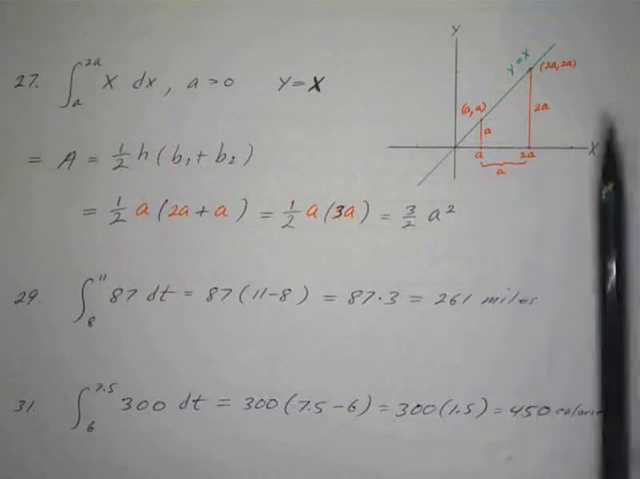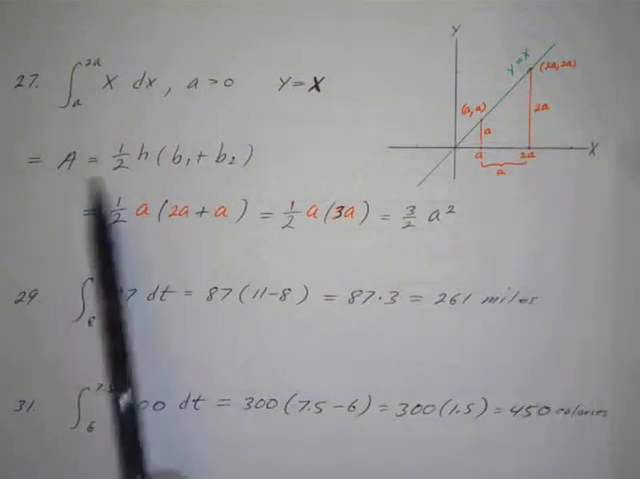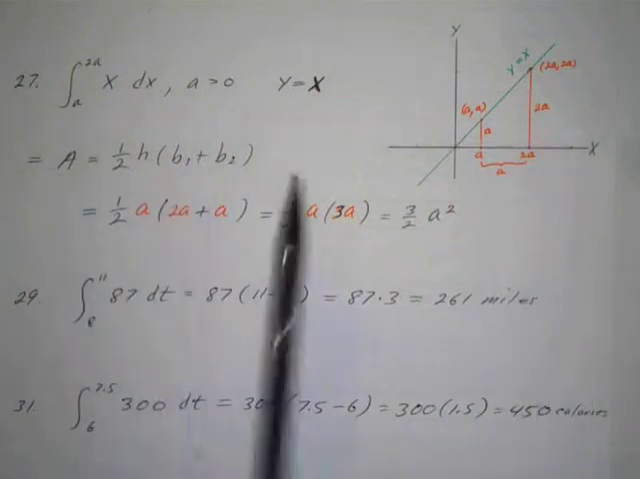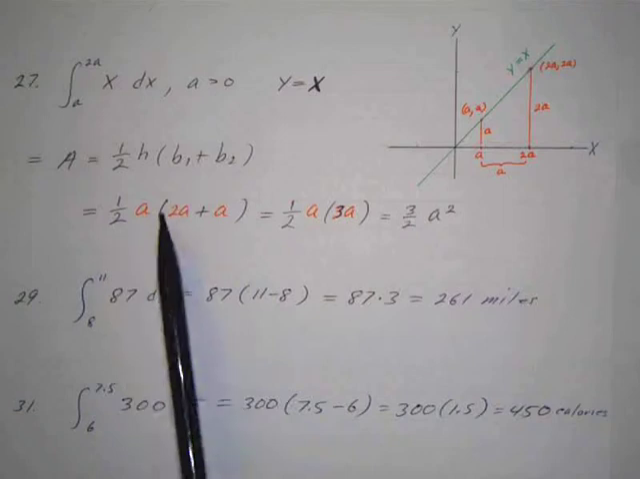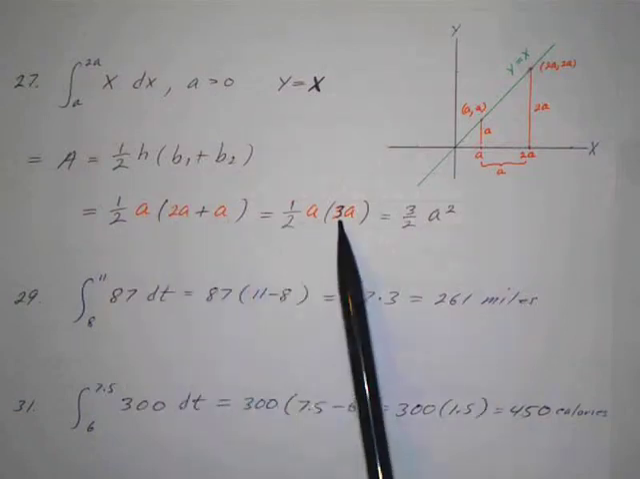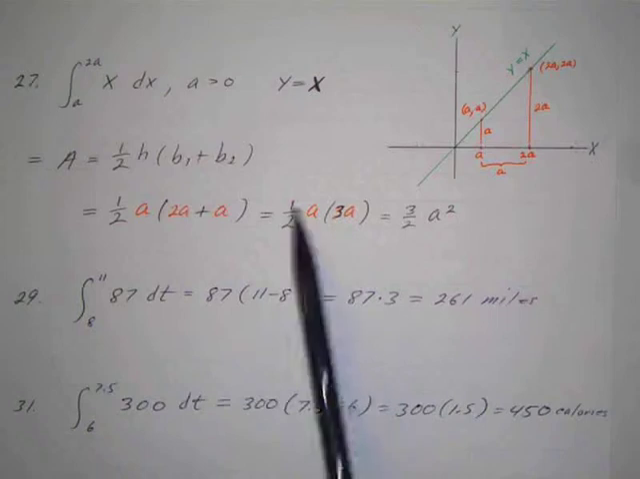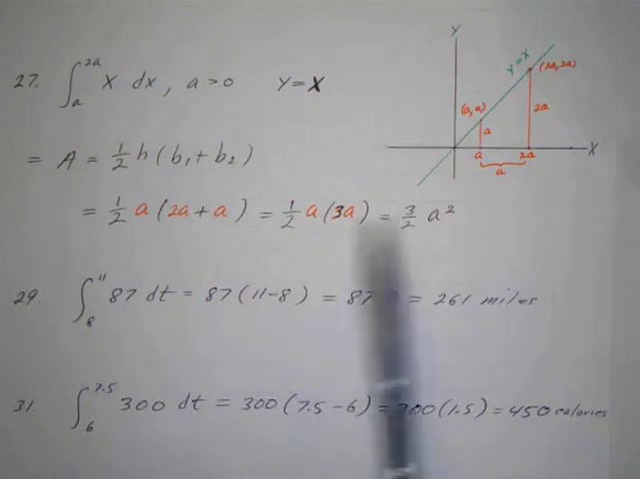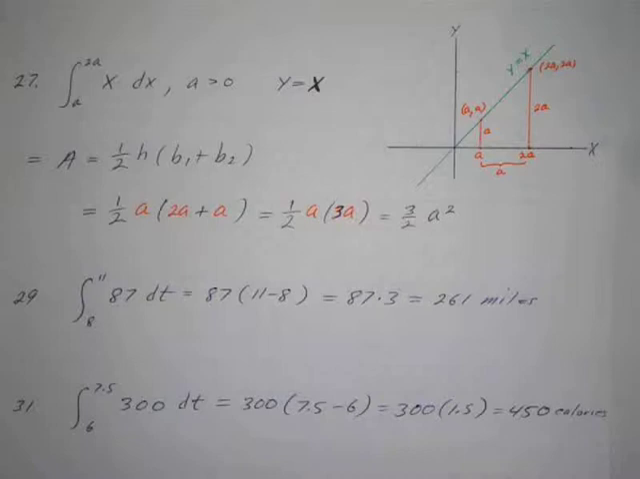So I just put this in the trapezoid formula. Area equals 1/2 height times base 1 plus base 2. Area equals 1/2 a times 2a plus a. That's 1/2 a times 3a, which is just 3/2 a squared. So that's the value of the integral.